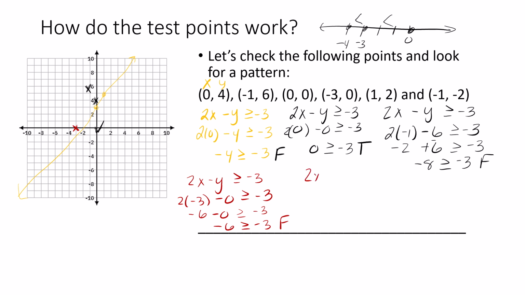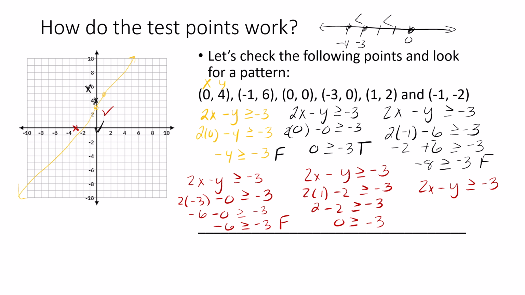So we have 2x minus y. This time we're going to do the point 1, 2. So x is 1, y is 2. 2 times 1 is 2, and 2 minus 2 is 0. And so 0 is greater than or equal to -3. Yep, we got that in there. So the point 1, 2 is right here. Okay, thereabouts.